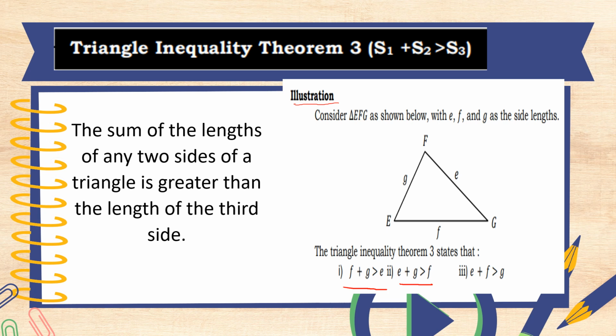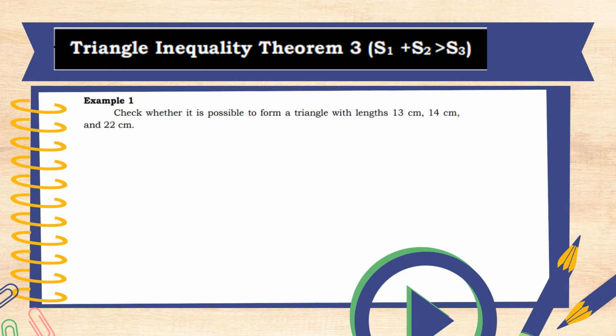To be able to form a triangle, each of the three inequalities must be true. If one of these inequalities is false, then it is not possible for these lengths to form a triangle. So let's consider the following example. Example 1. Check whether it is possible to form a triangle with lengths 13 cm, 14 cm, and 22 cm.